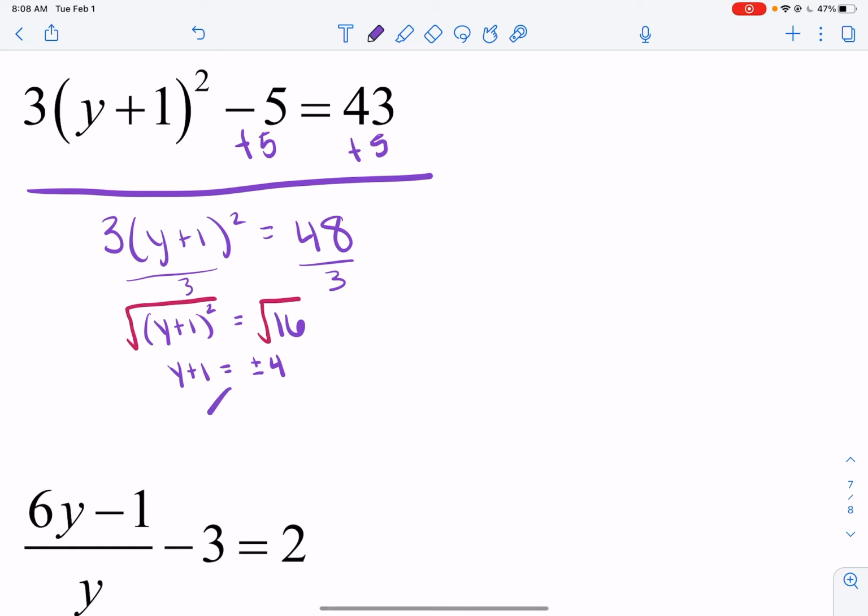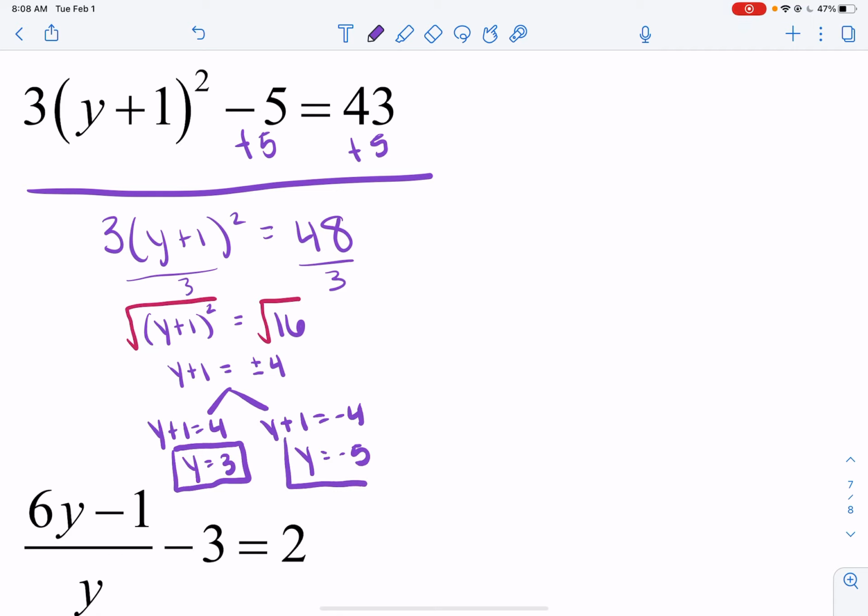So let's split it up. We can make y plus 1 equal 4 and y plus 1 equals negative 4. So y equals 3 if I subtract the 1, and y equals negative 5 if I subtract the 1.